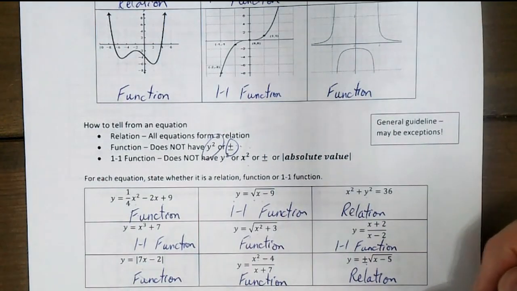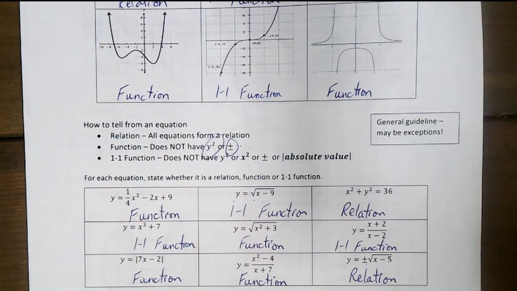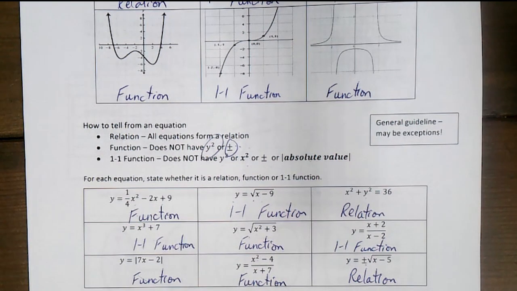So a little bit of a shortcut, but it's hard to remember. That's the problem with it. At worst, try graphing things. Once you have the graph, vertical or horizontal line tests.